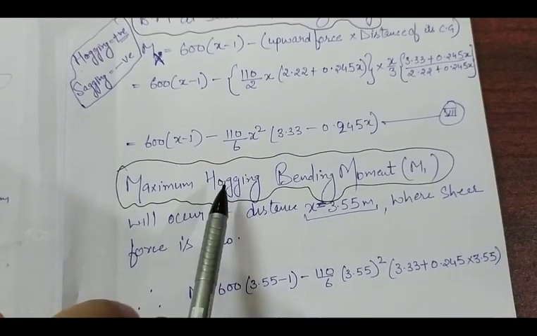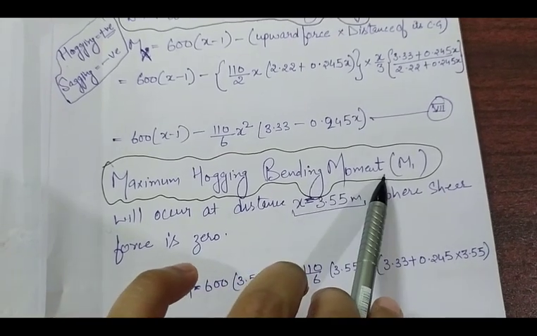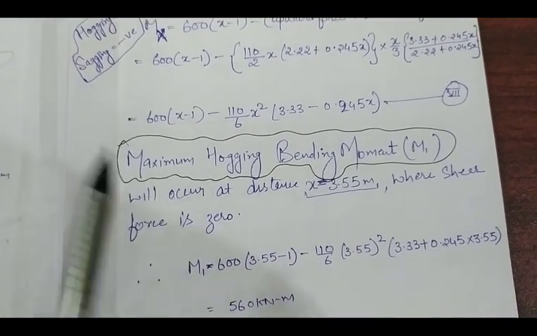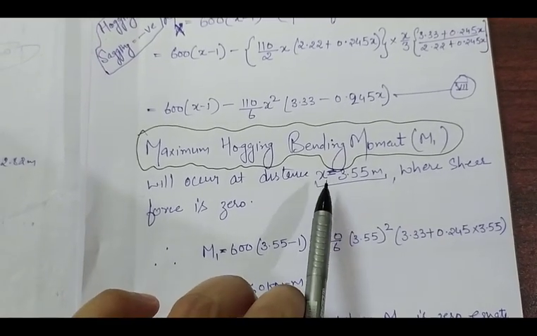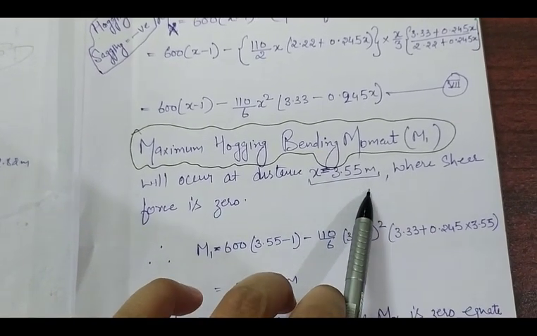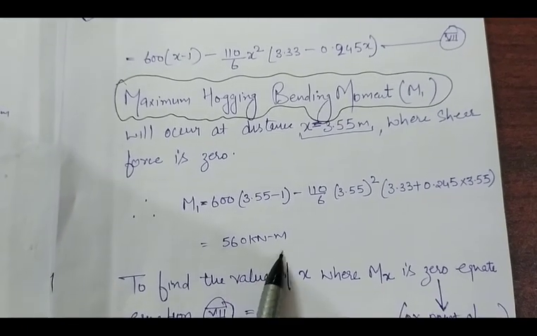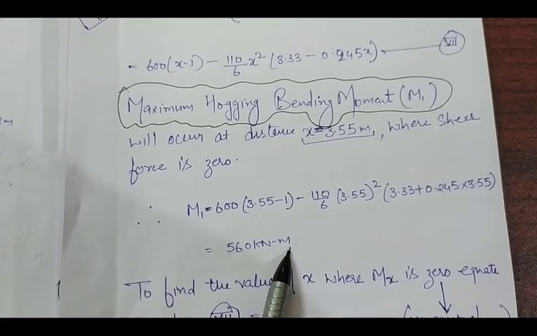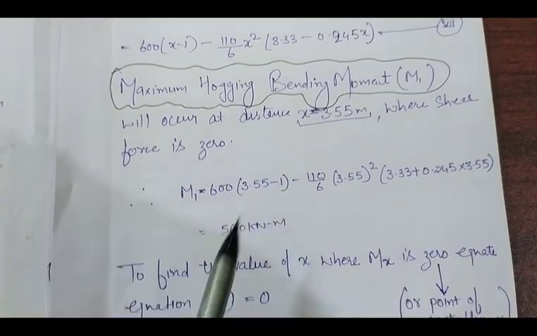Now, the maximum hogging bending moment M1 will occur where the shear force is 0. There the bending moment will be maximum, meaning at the location x is equal to 3.5 meter where the shear force is 0. So this is the value of M1, the maximum bending moment, which will be hogging, right?